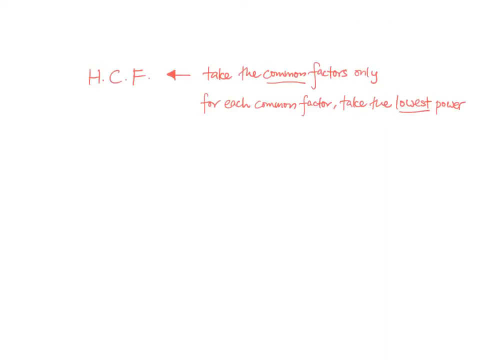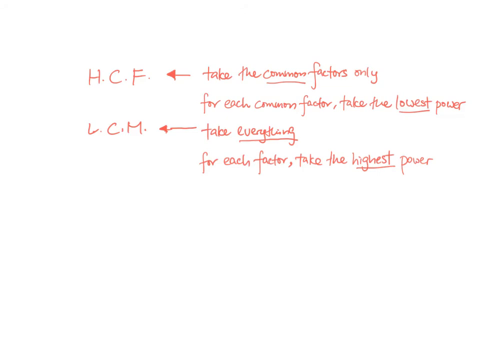So here's the key. To find the HCF, you always look for the common factors, that this factor has to be present in every single polynomial. And also, for each of these common factors, you take the lowest power that is present. And on the other hand, for LCM, you need to take everything. Every single factor, and for each of them you take the highest power.